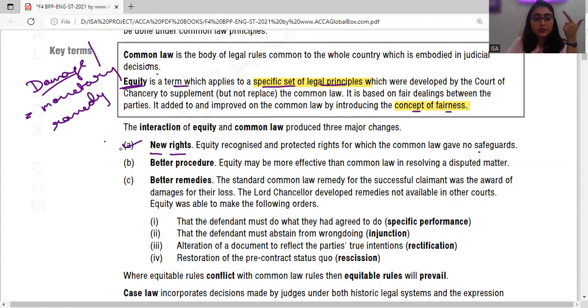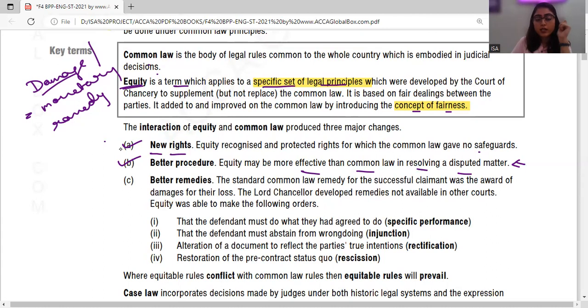New rights. Next, better procedures. Equity may be more effective than common law in resolving a disputed matter. Why? Can you tell me why? Because it cannot cover all the rules and all the options, all the ideas that could come and reflect into the present scenario. So scenarios can be varied, and upon that the judgment and the ideas could vary as per the claimant and the defendant sides as well. So maybe a better option can be given by the claimant.